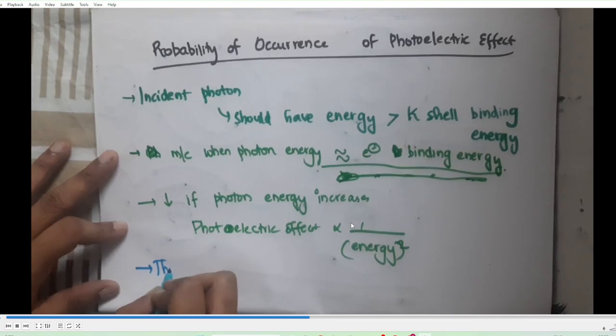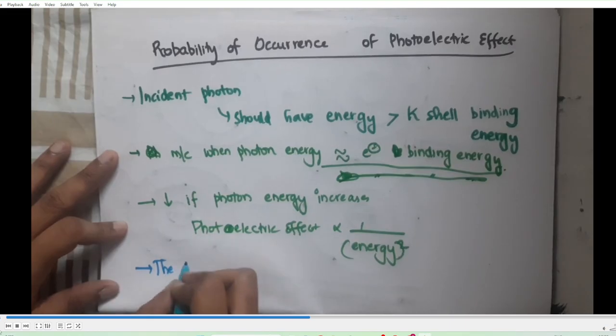The photoelectric effect is inversely proportional to the third power of energy, and is expressed in mathematical form: the photoelectric effect is inversely proportional to the energy cube. This is cube, not square, it is cube.